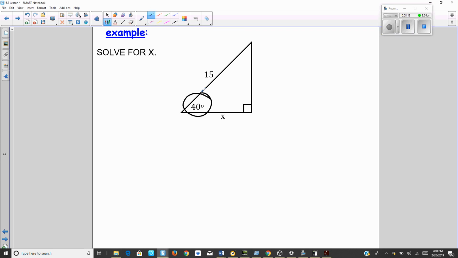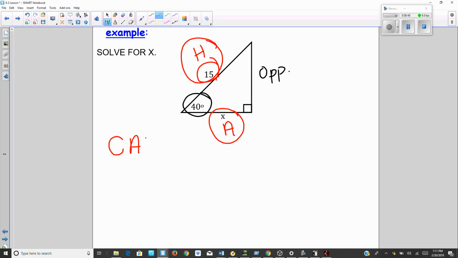So this last one, we've got 40 degrees. Cover it up. The opposite side is over here. We're not going to use the opposite side because there's no number, no letter on that side. 15 is opposite the right angle. So that means 15 is our hypotenuse, which means x has to be the adjacent side. So we've got a and h. So that is the Ka trig function.